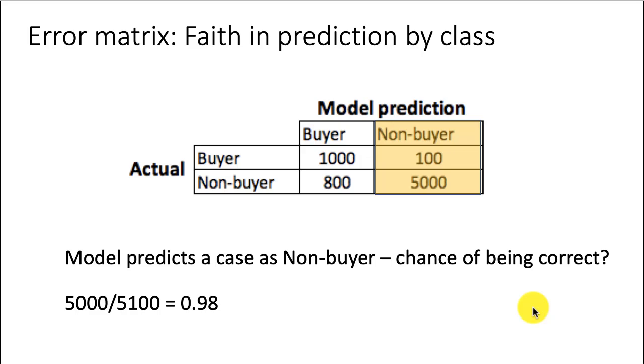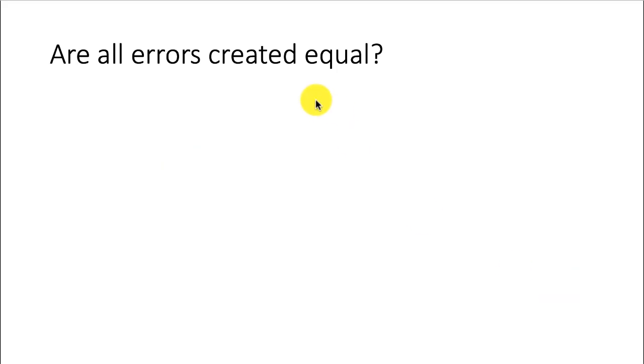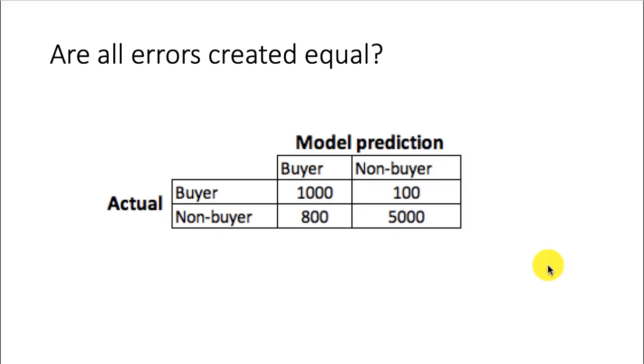Now we could evaluate the performance of a model based on its overall accuracy. But when we do that, we are implicitly saying that all errors are created equal. Notice that these are situations where a buyer is classified as a non-buyer. These are situations in which a non-buyer is classified as a buyer. These are two different types of errors. If we measure the performance of a model by its overall accuracy, then we are effectively saying both of these errors are equal. So the question we want to ask is, are all errors created equal?